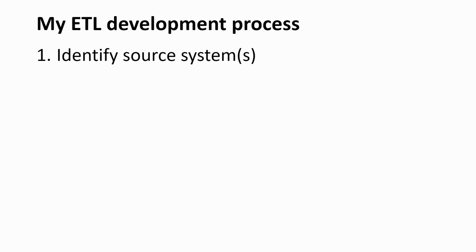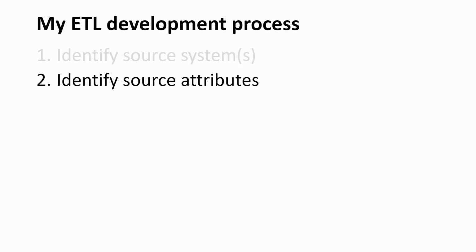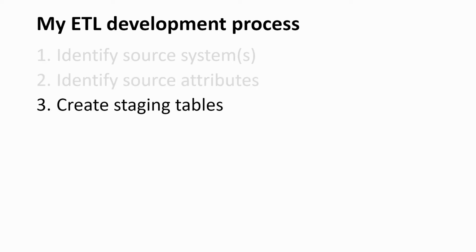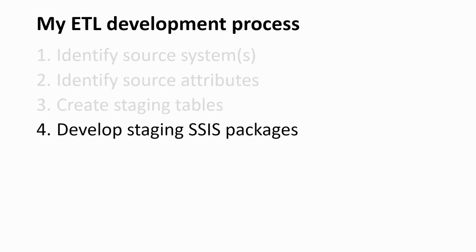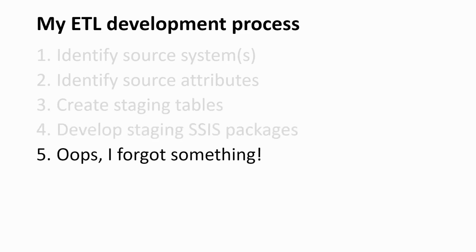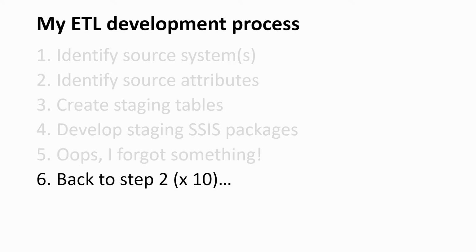First, I would identify all the source systems. Then I would identify all the source attributes that I need to bring in. Then I'll create my staging tables. Then I'll develop all my staging SSIS packages. So this is a typical data warehouse project for me. And then I get to the next step. And that next step's usually, oh boy, I forgot something. Or somebody came to me and said, we need that one other table or that one other attribute. And so what do we do at this point? Well, we go back to step 2. That happens about 10 times at least. If you're me, probably more than that, but let's say 10 times.